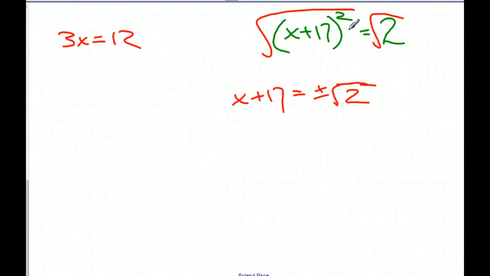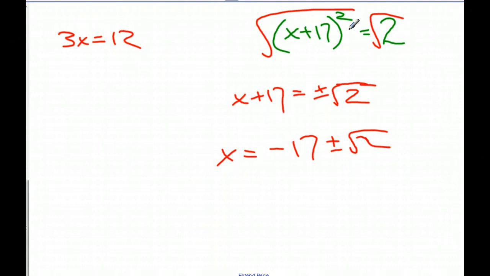I haven't solved for x yet. So how do I get rid of the number with the x? Subtract 17. That's my answer: negative 17 plus or minus the square root of 2. Which means I've got two answers: negative 17 plus the square root of 2, and negative 17 minus the square root of 2.